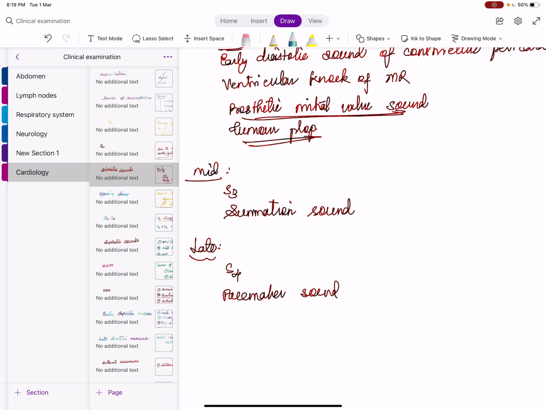Now the closest differential diagnosis of P2 is what? Opening snap. The diagnosis is different because if opening snap is present, it is just MS. But if P2 is loud, it means he has MS with pulmonary hypertension. If both are present, it is different. So our question is whether it is P2 or opening snap. For that, what you have to know is opening snap is a sound better heard between the mitral and tricuspid area. It is a loud sound, better heard everywhere.